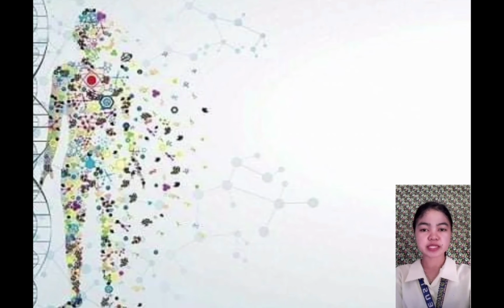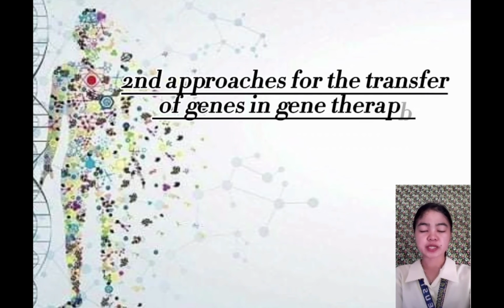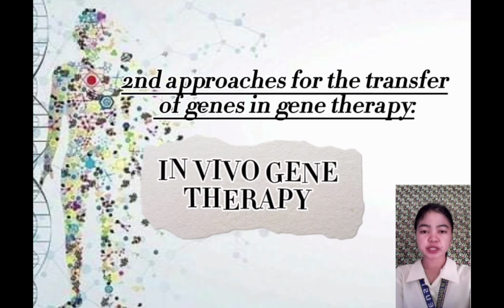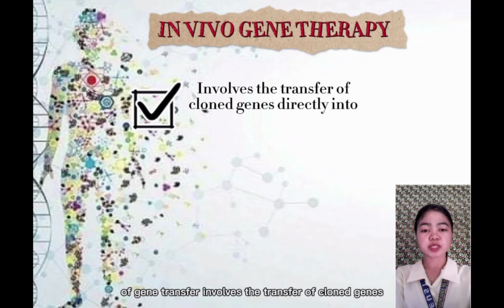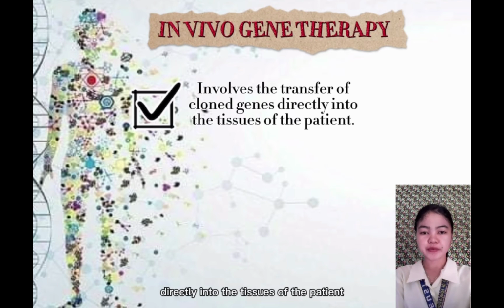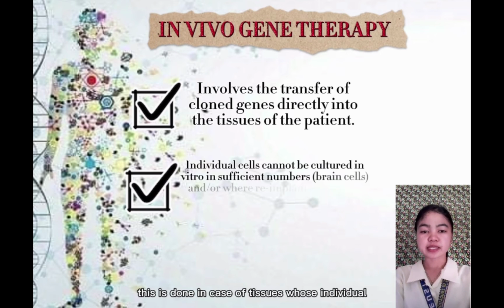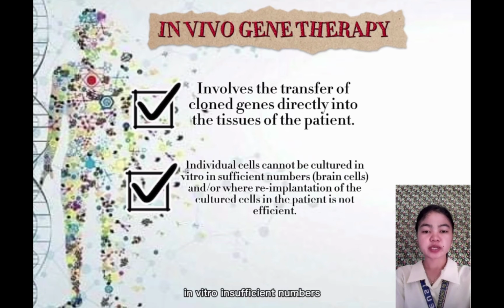Today I am going to discuss the second approach for the transfer of genes in gene therapy, which is in vivo gene therapy. This method of gene transfer involves the transfer of cloned genes directly into the tissues of the patient. This is done in the case of tissues whose individual cells cannot be cultured in vitro in sufficient numbers, like brain cells, or where reimplantation of the cultured cells in the patient is not efficient.